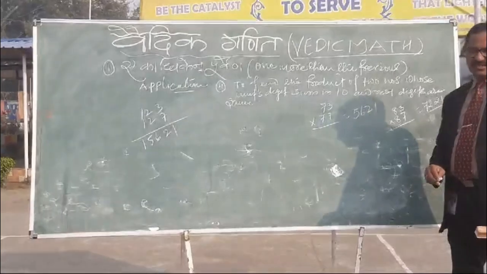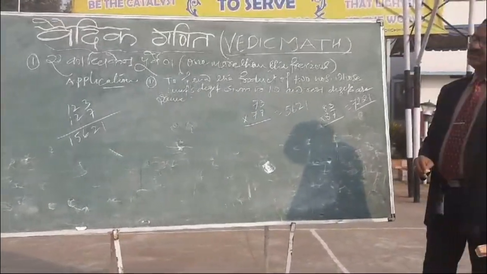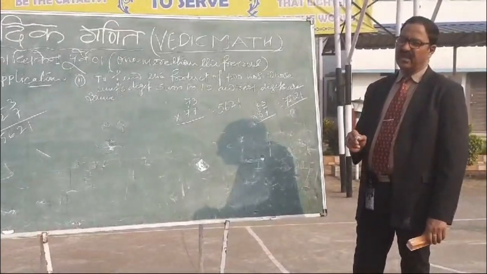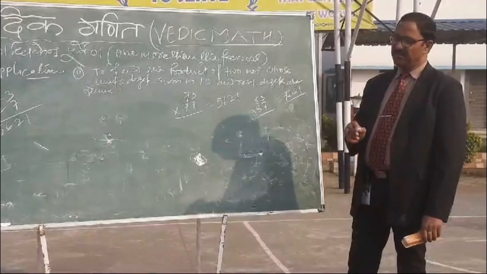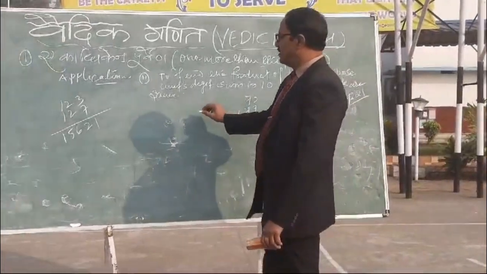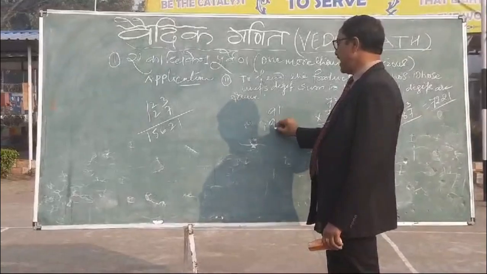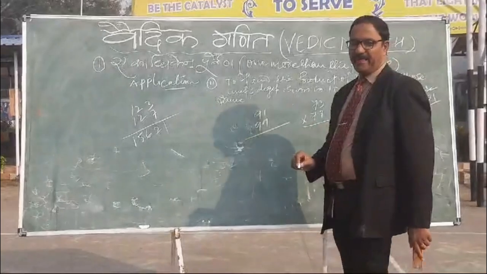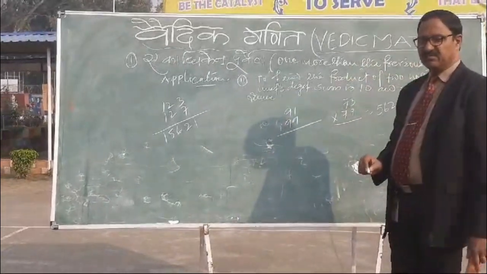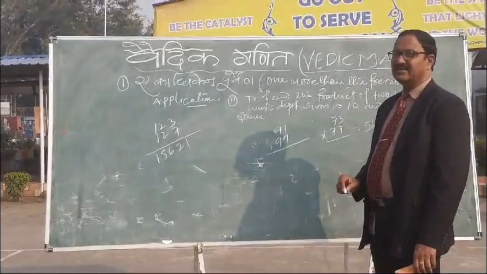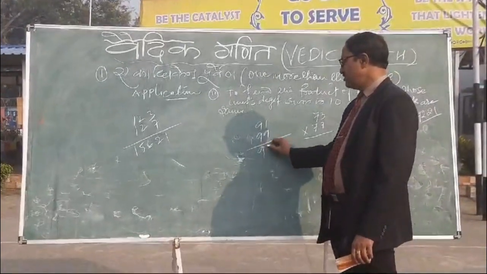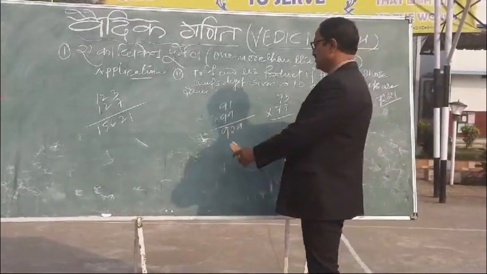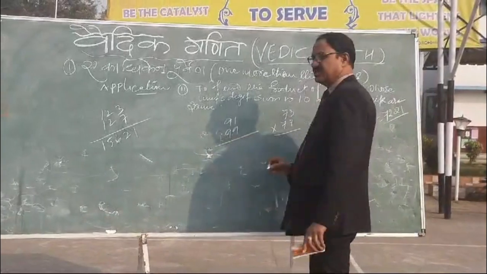This is very interesting. See how to find the product of two numbers where the sum of the unit digits is 10 and the rest of the digits are the same. 91 times 99. 909. This is wrong. Children, always you have to write 2 digits.